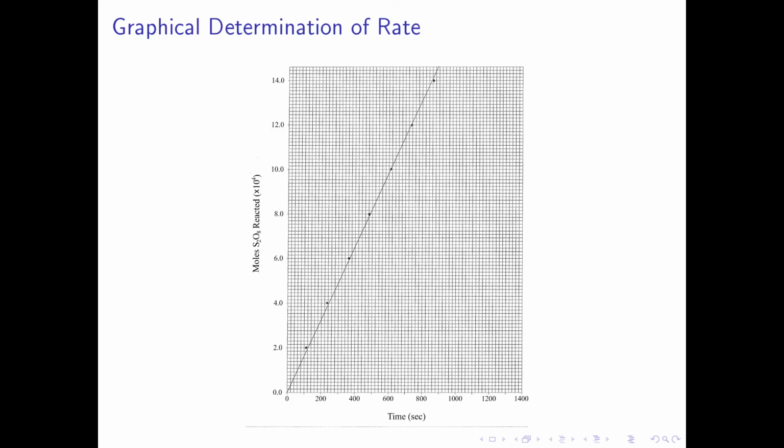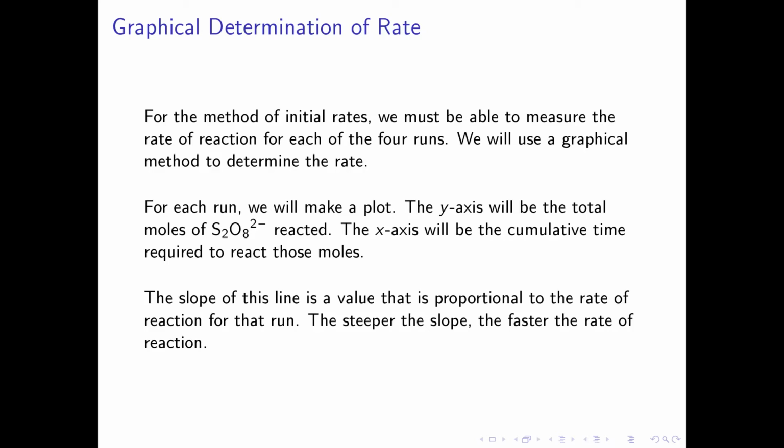Here we see an example plot of data for one of the runs. Notice that the total number of moles of peroxydisulfate that have reacted are plotted on the y-axis, and the total time of reaction is plotted on the x-axis. I have used a ruler to draw a best fit line that falls closest to all of the data points on this plot. The slope of this line is a value that is proportional to the rate of reaction for that run. The steeper the slope, the faster the rate of reaction.